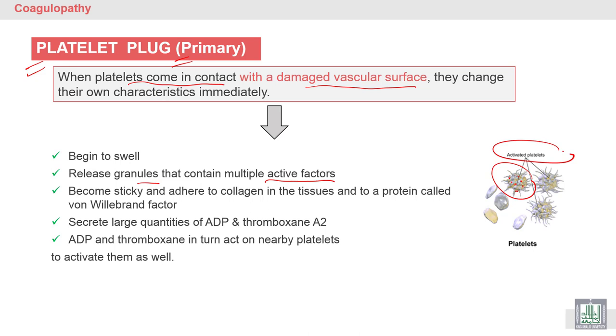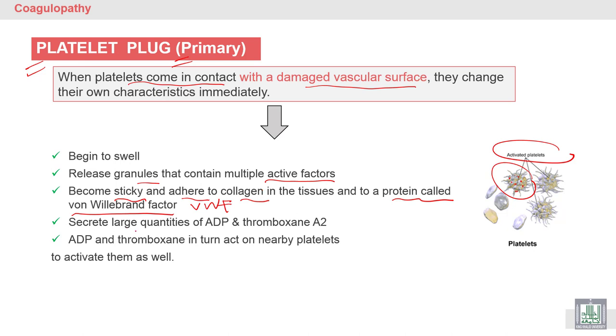Activated platelets become sticky and adhere to the collagen of the blood vessels and to a very important protein called von Willebrand factor. This protein will adhere the platelets to the collagen of the blood vessels.